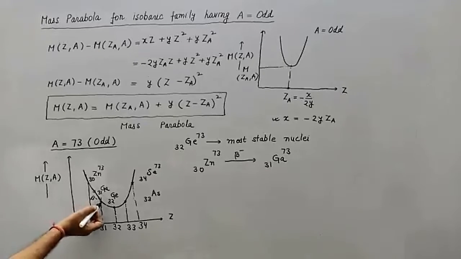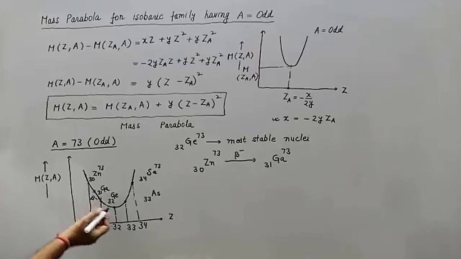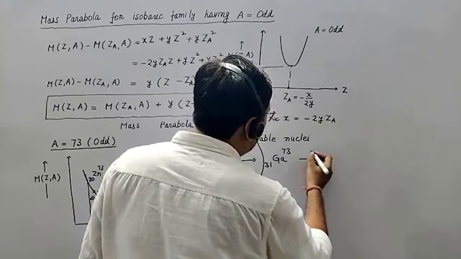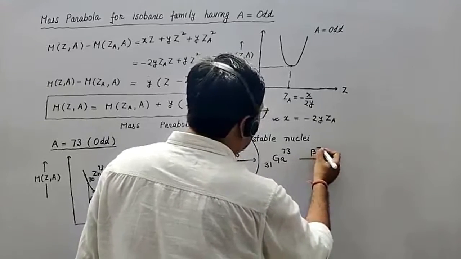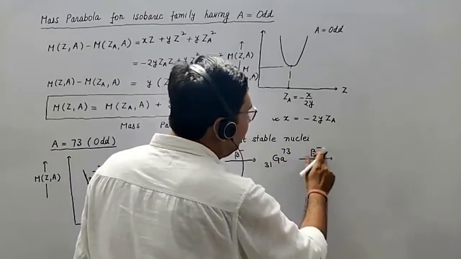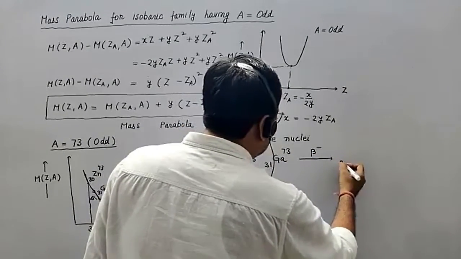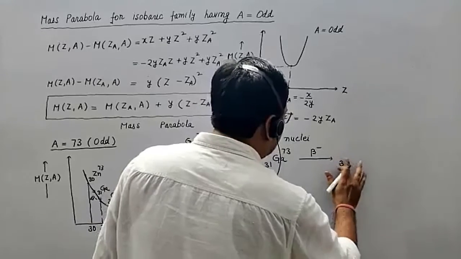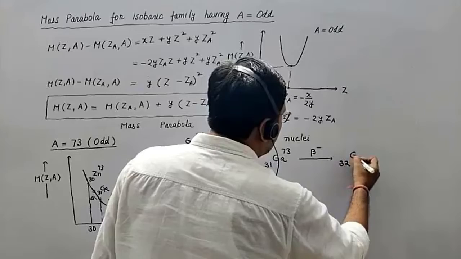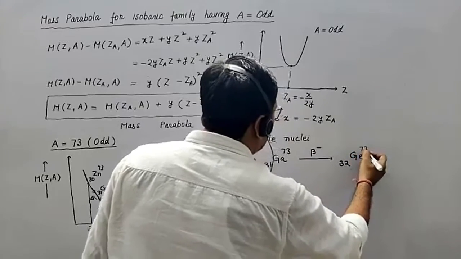Now this 31Ga is again unstable with respect to 32Ge. So again one more neutron will convert into a proton and it will again emit beta minus. This 31Ga73 will emit a beta minus particle and it will convert into 32Ge73.